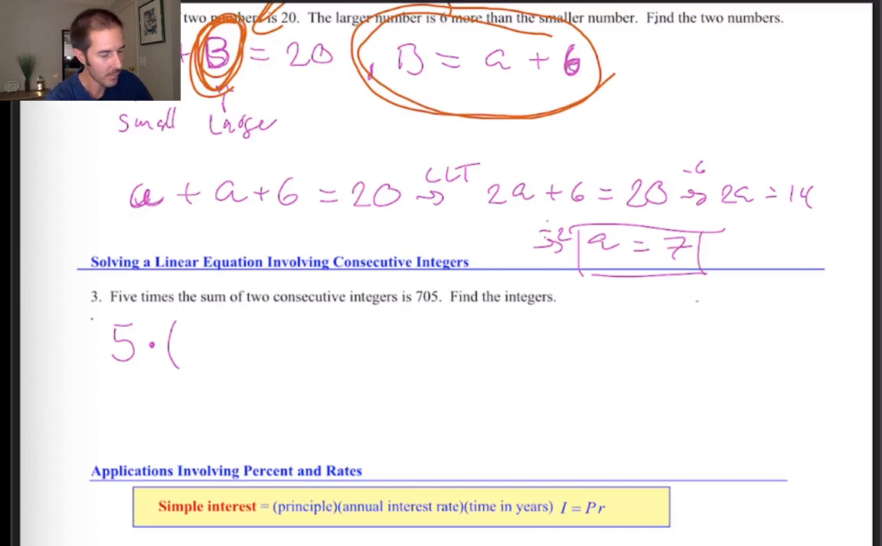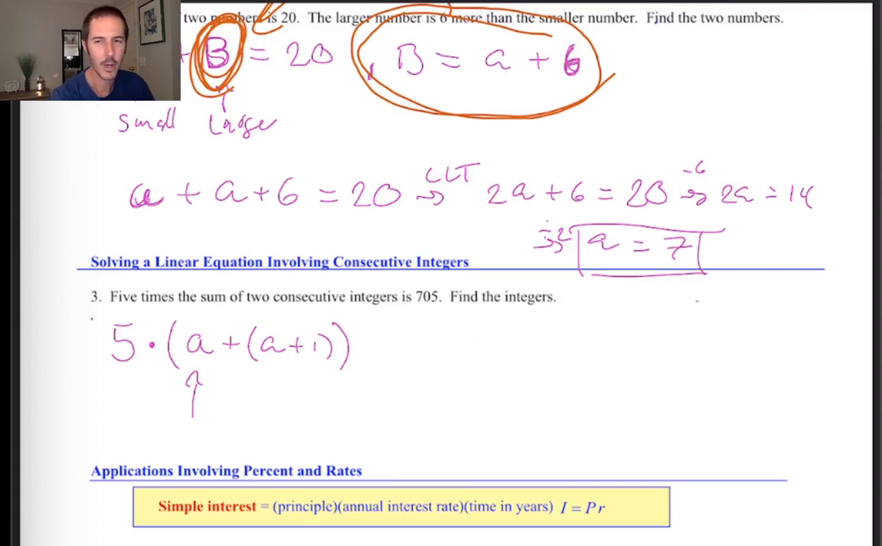So maybe my first value is a, and let's say it turns out to be 7, since that is what it was in the previous problem. What would be the next consecutive integer after 7? Well, that would be an 8. How did you change a 7 into an 8? You added 1. So if generically a represents the first of our two consecutive numbers, the second of our consecutive numbers will be a plus 1.